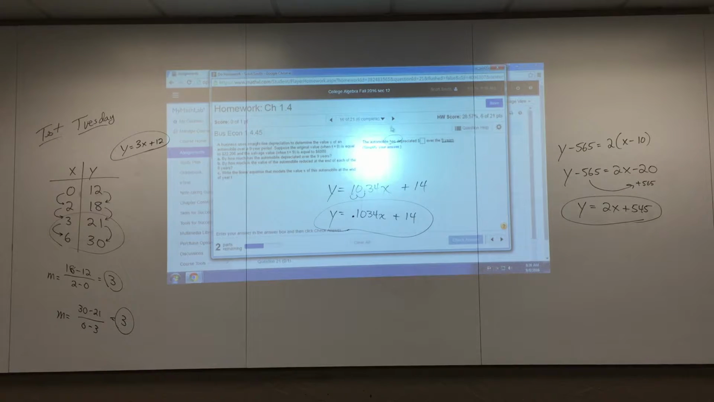Okay. There's other good questions amongst here. I like these word problems. I feel like maybe that's where you might need some help. Look at this one. I like this one. Let's do this.